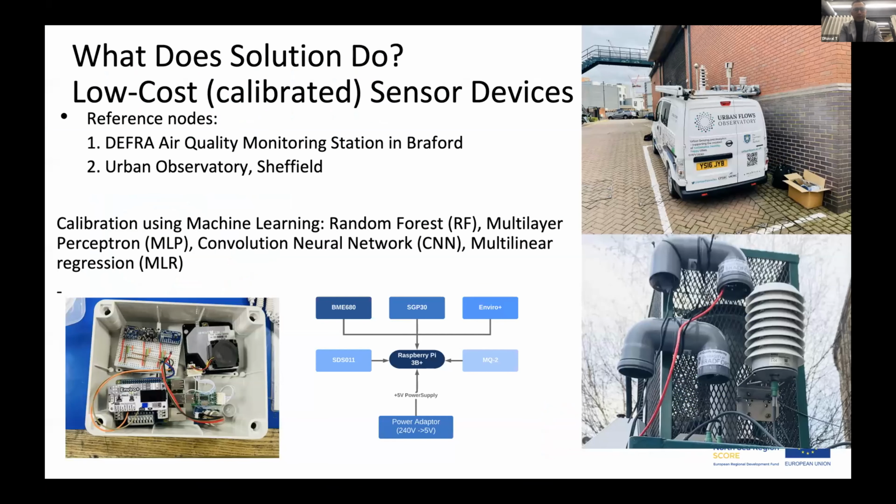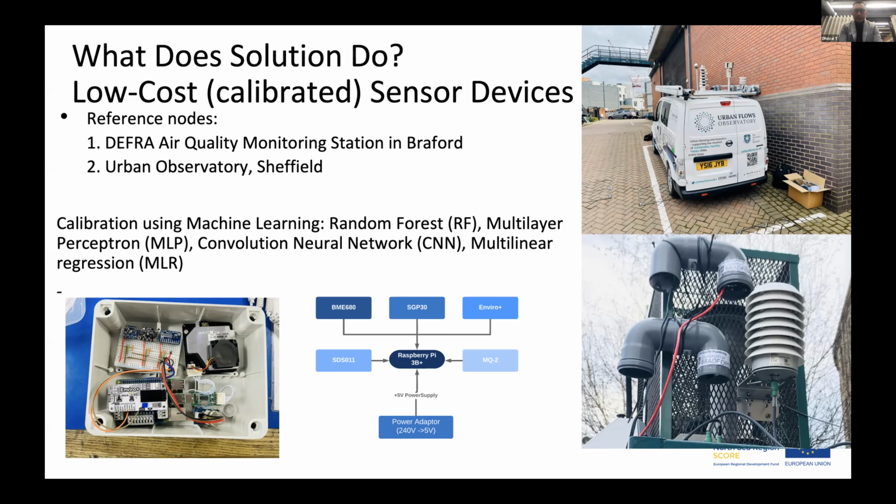So what does the solution do and what does it contain? It's made of low-cost calibrated sensor devices. These are mainly PM2.5 and PM10, and we know that PM2.5 and PM10 are an effective way of measuring pollution in the air. It also includes temperature and humidity sensors because they are very useful in terms of calibrating the devices.